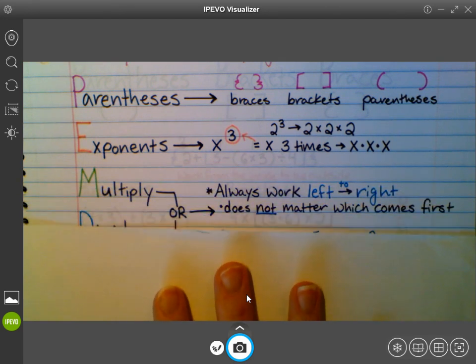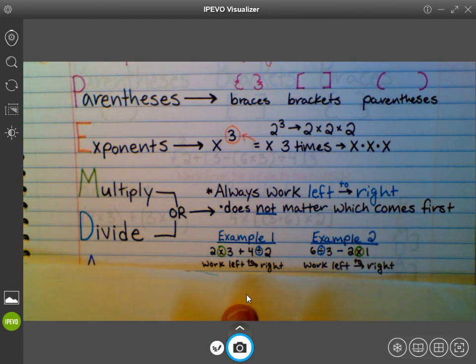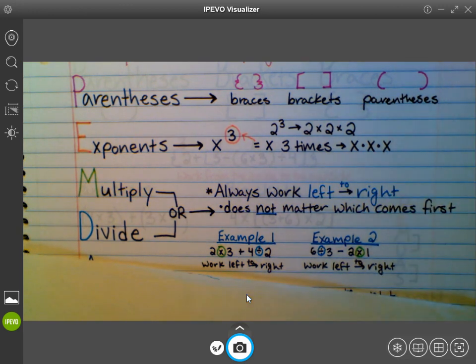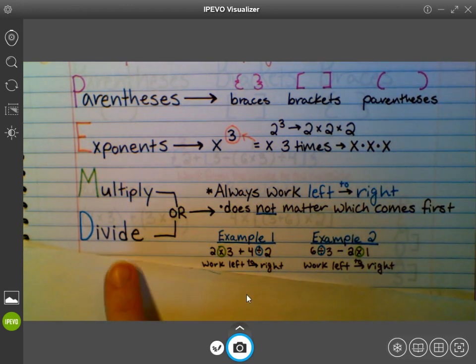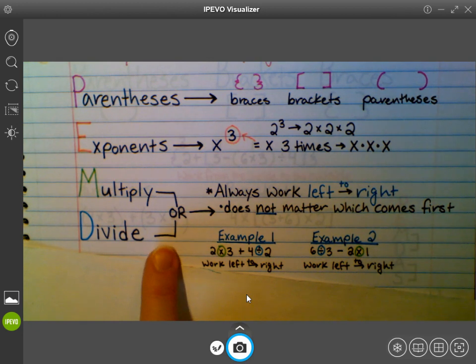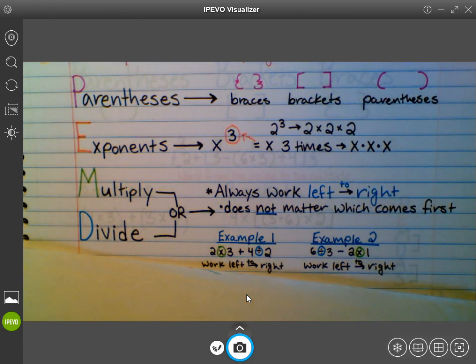You can take your time. So here is M and D. Now you'll notice I wrote them separately. However, I have an "or" here. The reason why I have an "or" here is because when we are following the order of operations, remember we work from left to right. It doesn't matter which one comes first. If you have a multiplication sign first or a division sign, you work on all of them together left to right.